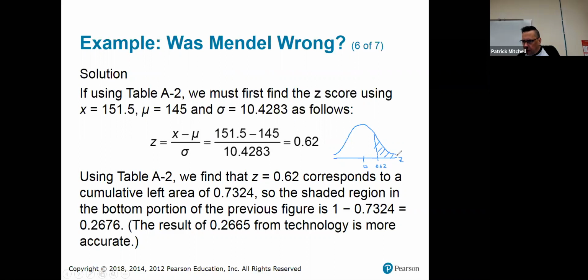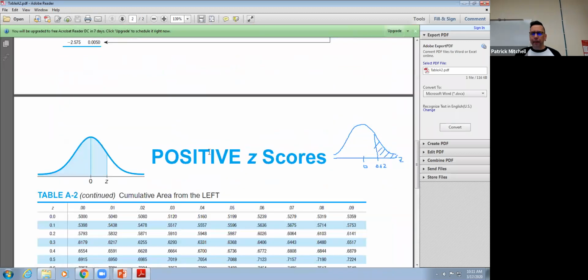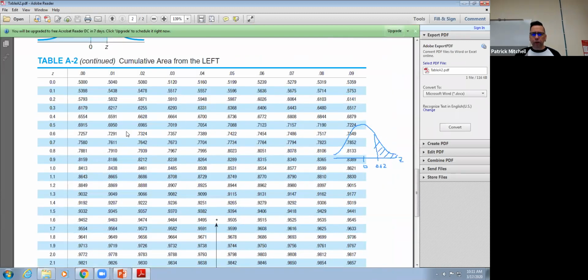Okay. So if I go to my table, which I have open over here, and I go to the positive side of the table. Here is 0.6. I go over to the column with the 0.02 on top. I find an area of 0.7324. Okay. Is that my answer? No, that is not my answer because that is the area to the left of 0.62. Table always gives you area to the left. Okay. So that's why it's such a good idea to draw the picture. As soon as I draw this picture, I see that the probability is going to be less than half. Okay. So it's not going to be 0.7324. It's going to be 1 minus 0.7324, right?